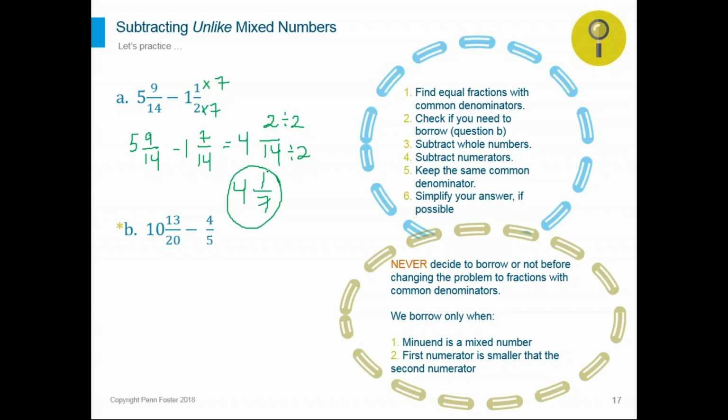Questions? Anything that was not clear in that one problem before we go to the borrowing? Okay, now look at the question. 10 and 13 over 20 minus 4 over 5.